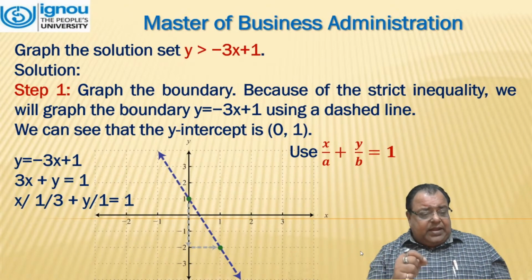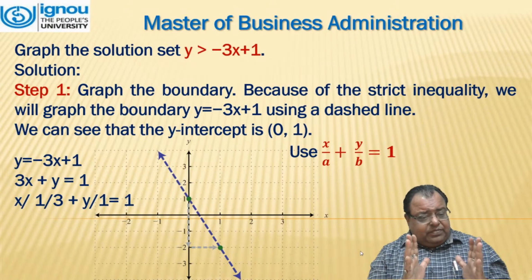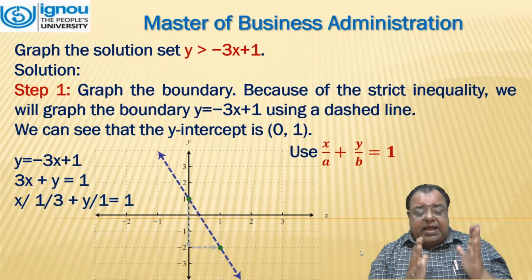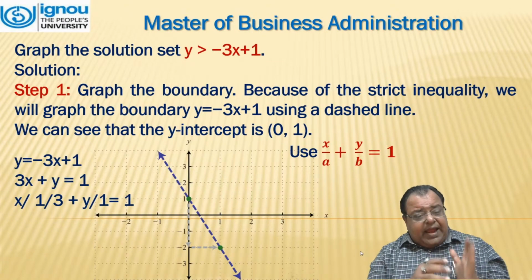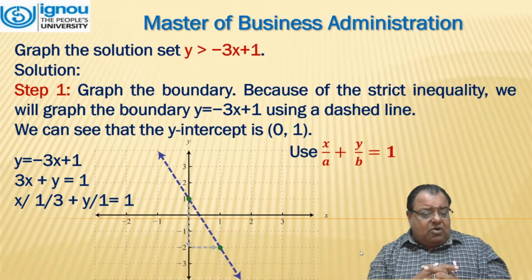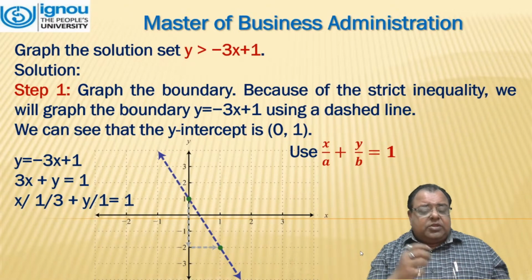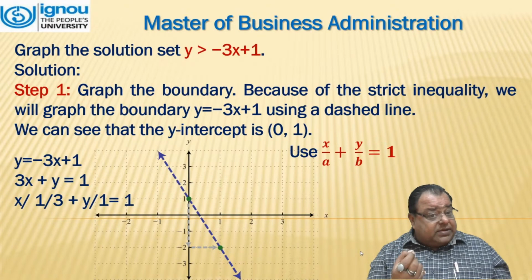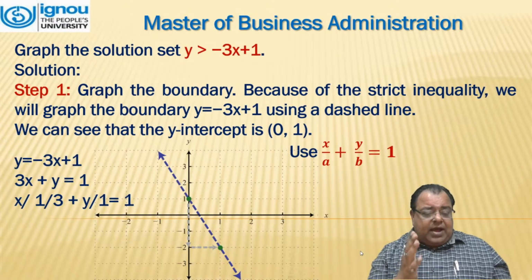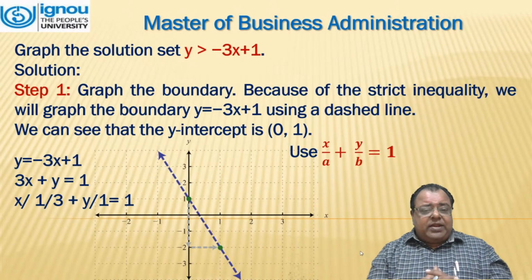Here in this problem, x upon 1 by 3 plus y upon 1 equal to 1 is the converted equation. And the points will be 1 by 3 comma 0 and 0 comma 1. You can see the green dot on the y-axis, that is 0 comma 1, and on the x-axis it is almost 0.33. So this is how the graph is drawn, and since the sign is greater than, we have drawn it with a dotted line. If it had been greater than or equal to, we would have used a solid line. We will be concluding today's session with this.